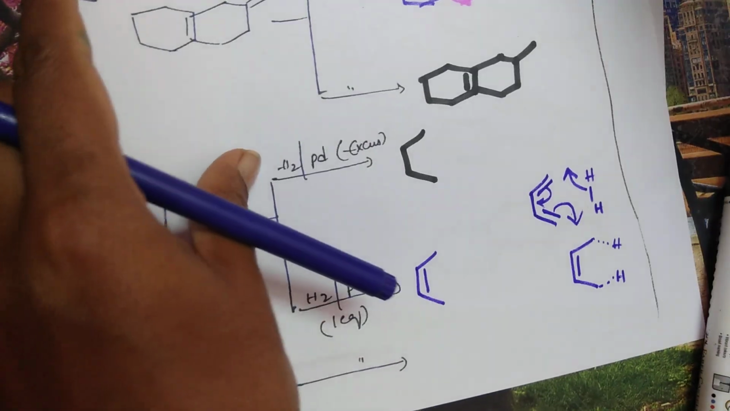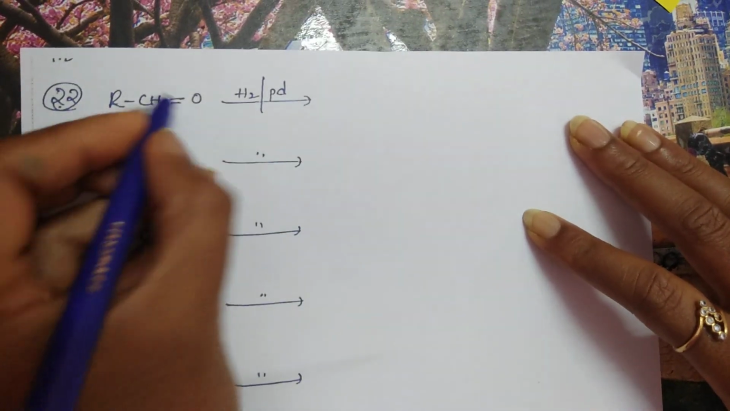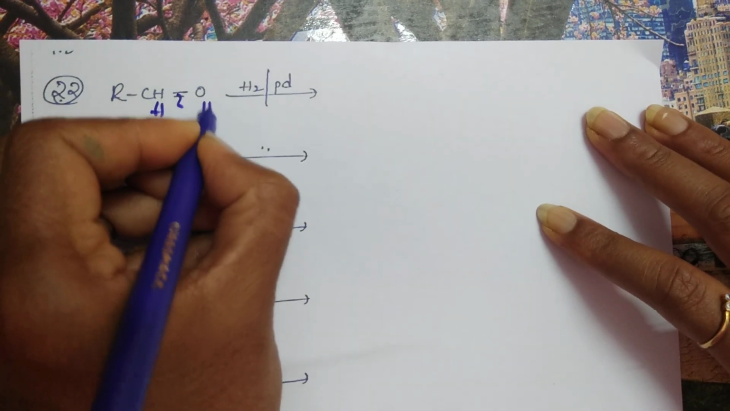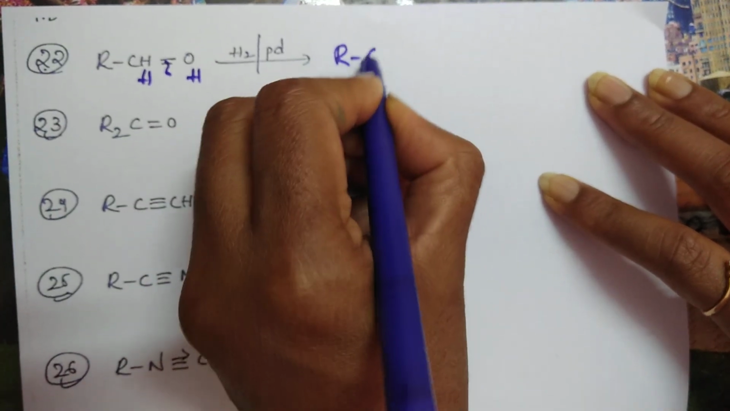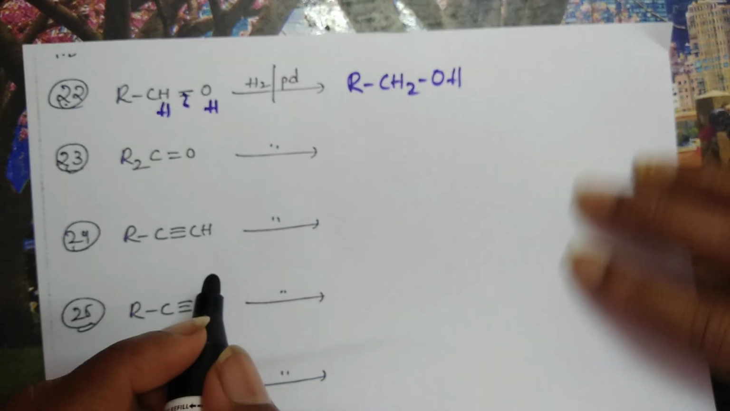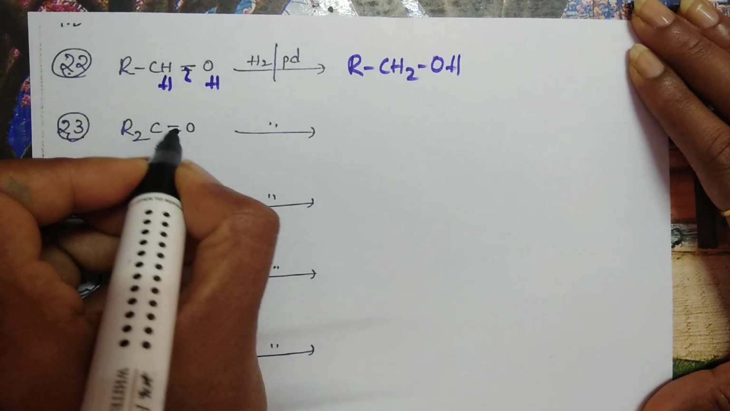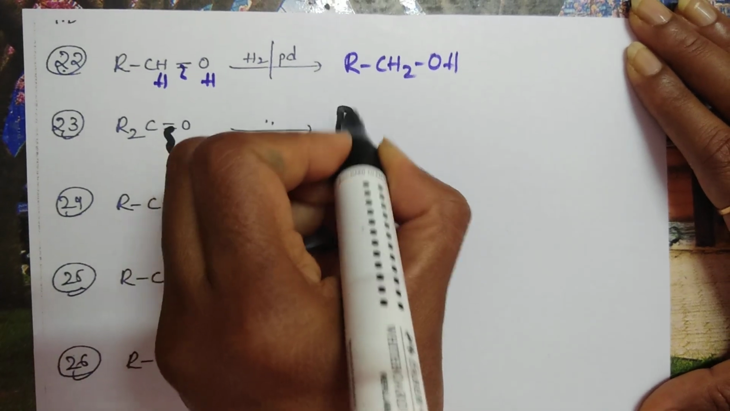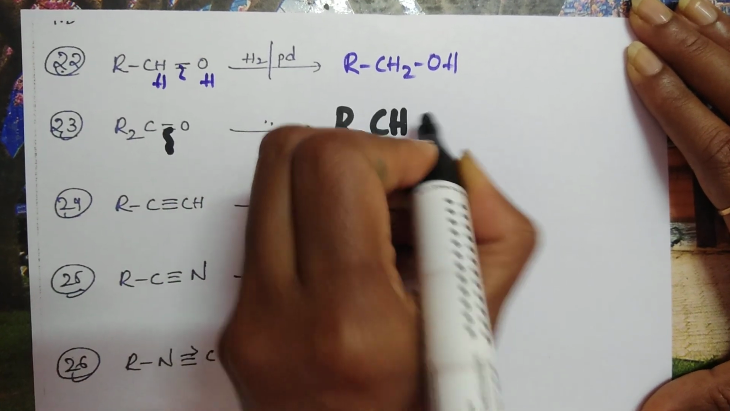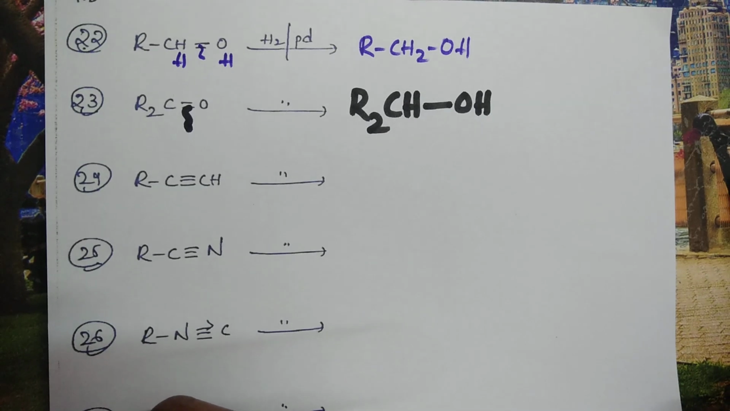Important. And see here, if there is an aldehyde like this, then how to do hydrogenation? Just break a bond, add H, H. Write the product, students. RCH2OH. Very easy. See the next one. Ketone is there. So ketone, R2C double bond O. Break this bond, add H on one side, H on the other side. So you get a secondary alcohol.